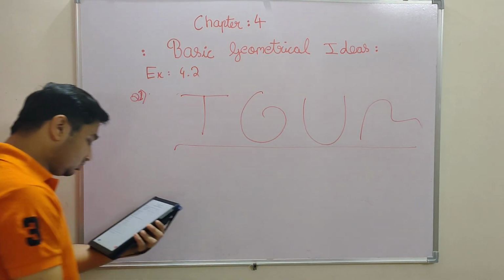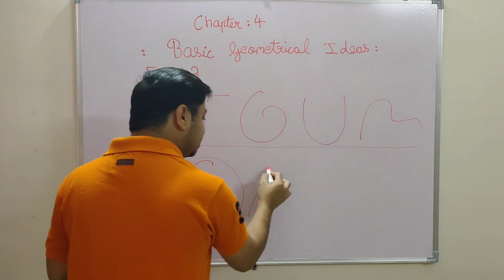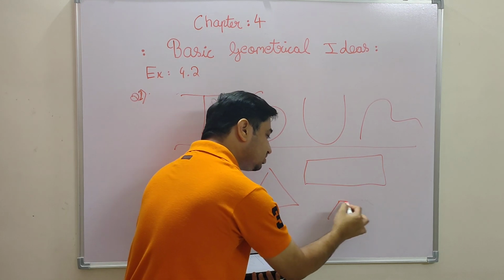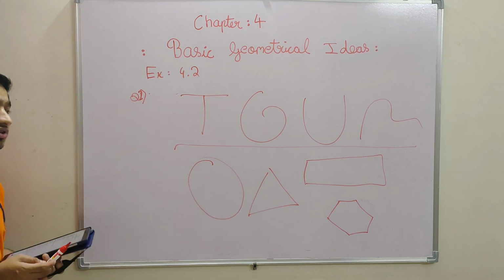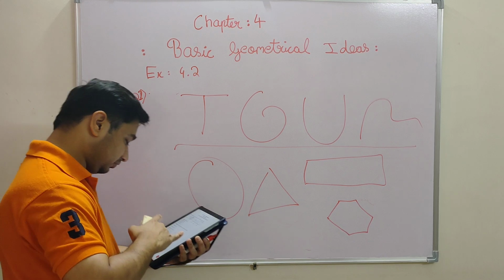But what about the closed curve? Like this one is a closed curve, this one is a closed curve, this one is a closed curve, because the first point to the last point is connected at a single point. That's why it's called a closed curve.